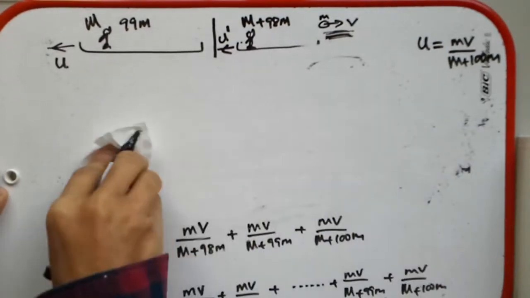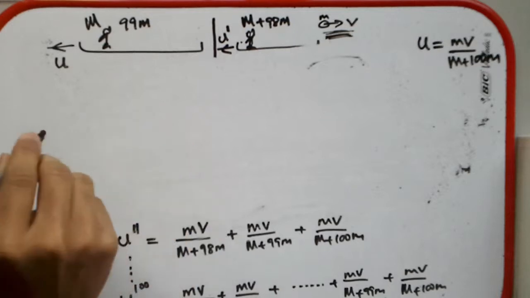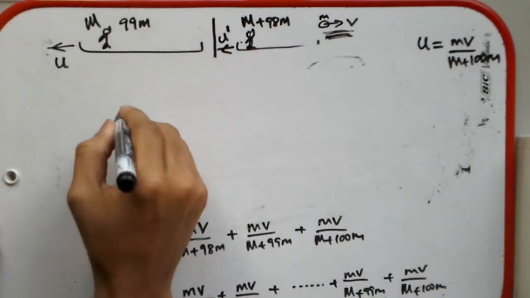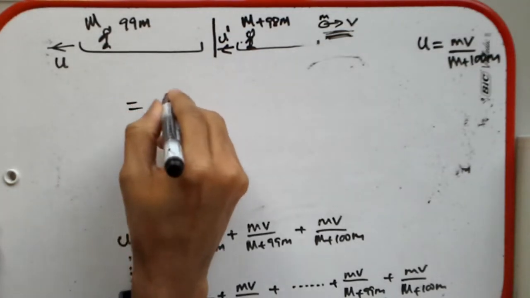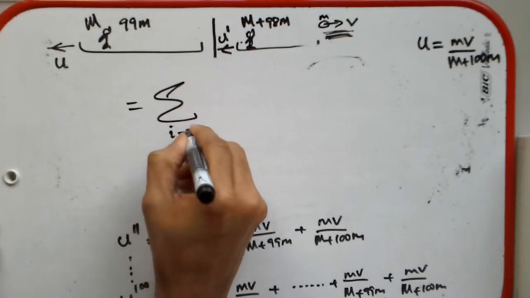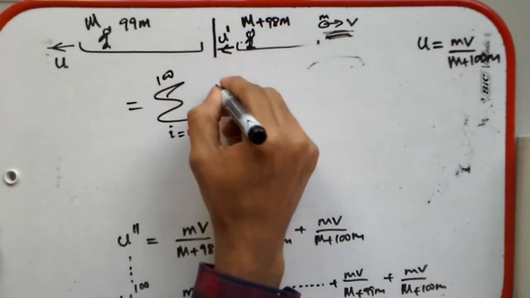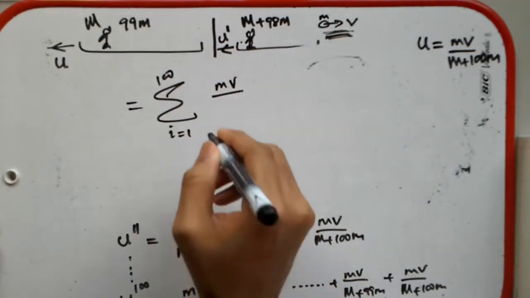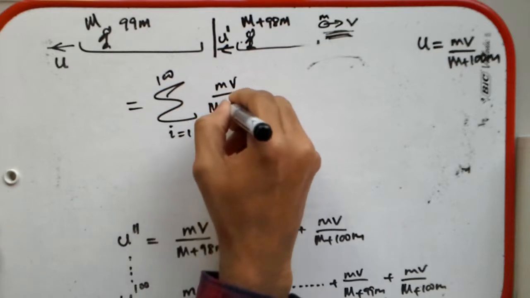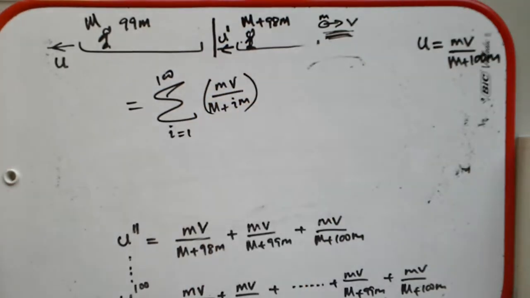Now this is actually a summation, let's say i equal to 1 to 100, of mv by big M plus i small m. So this would be his final speed.